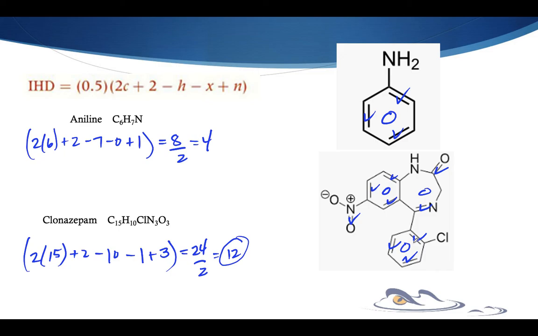Okay, so I hope you figured out how to calculate how many degrees of unsaturation, either from the structure or from the chemical formula itself. And I hope you're able to see how we can relate the degrees of unsaturation to what's going on with the structure of the molecule.